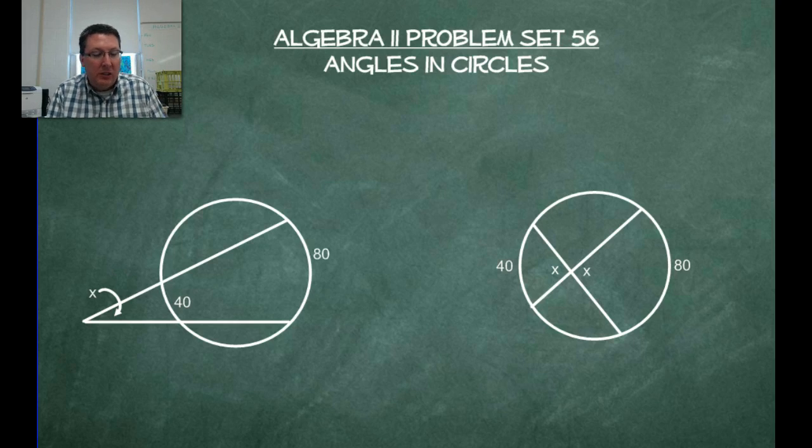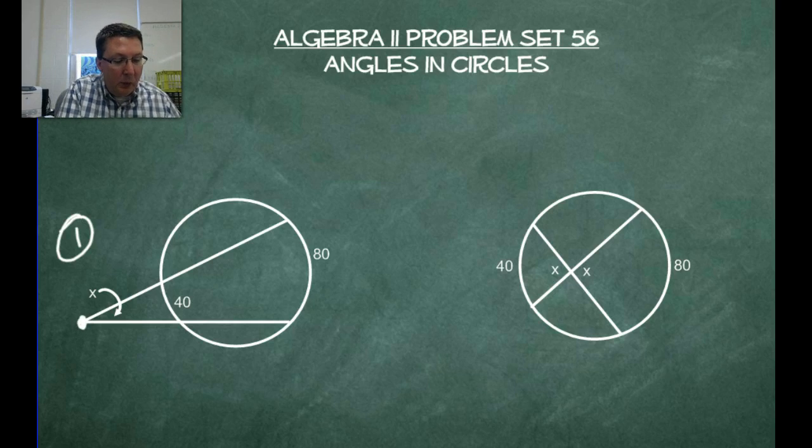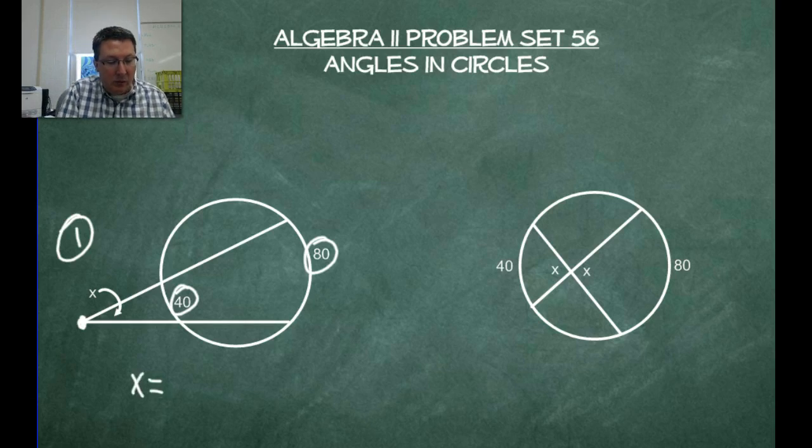So if we look at this first example, I'll call that number 1. Okay? I have 2 secants that intersect outside the circle. They intersect out here. And they form this angle X. On the circle, they form the 2 arcs, the 80 and 40. Okay? There is a relationship between those 2 arcs and that angle formed on the outside of the circle. It's very simple. This angle on the outside is equal to the difference of those 2 arcs.